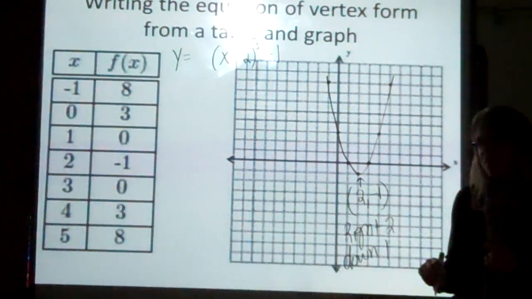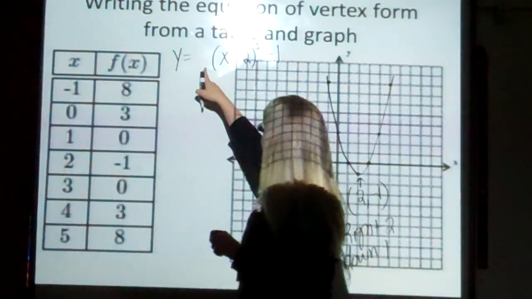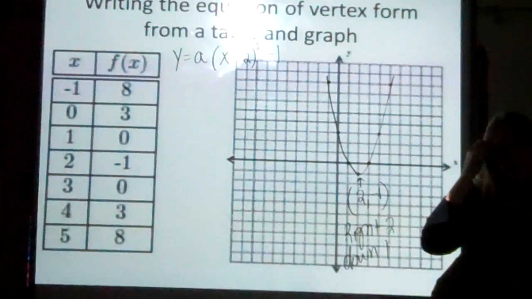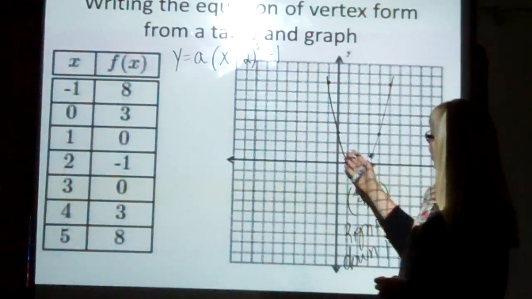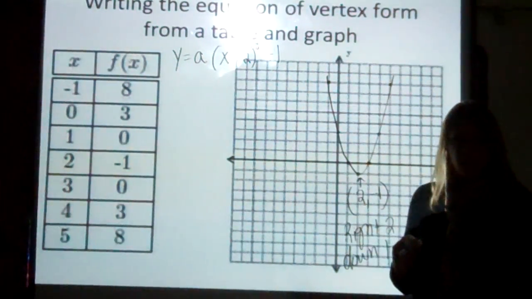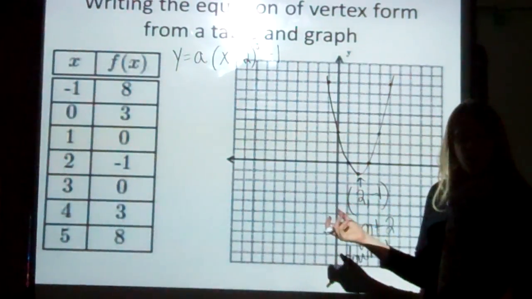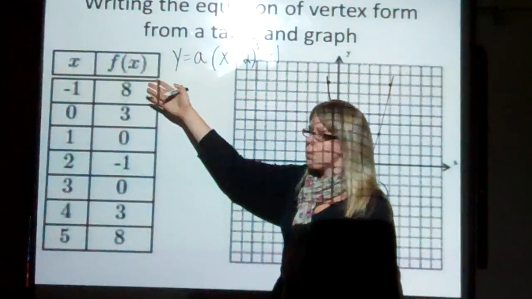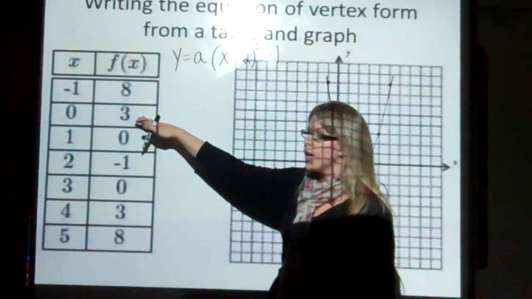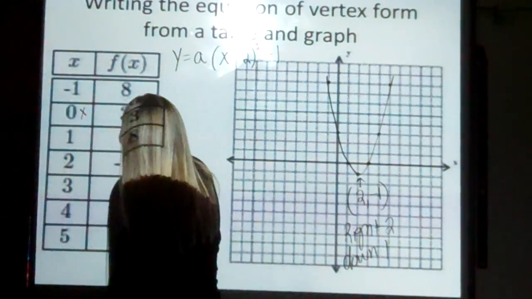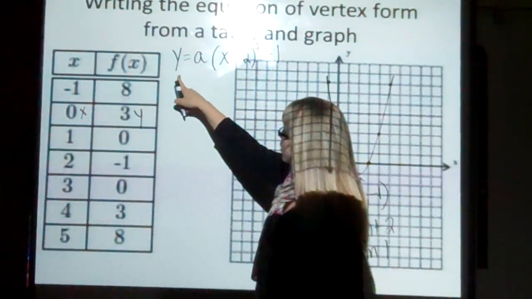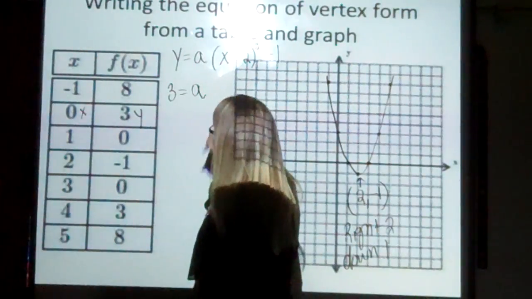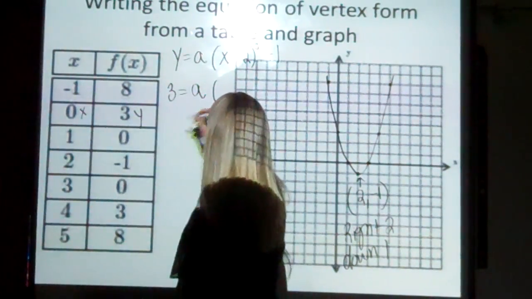Now I'm not done yet, because if you recall, vertex form had this a value in front, deciding whether it's going to be opening up or down, or wide or narrow. So what we're going to do now is try and solve to figure out what the a value is. When you solve to figure out what the a value is, you take any other point on your table. Let's choose the point 0, 3. This is my x, and 3 is my y. So I can plug in 3 for y, leave the a because that's what we're going to figure out. x is going to be 0.